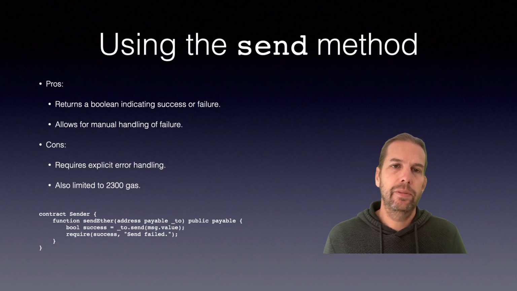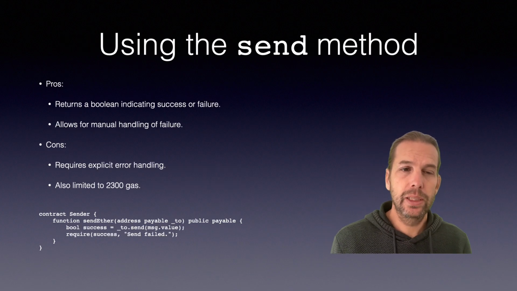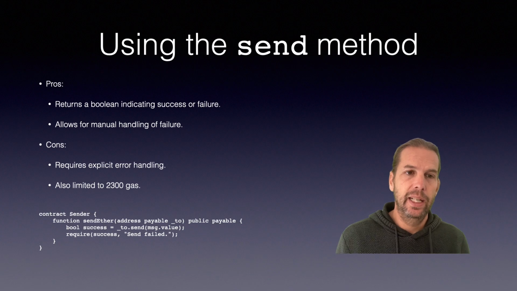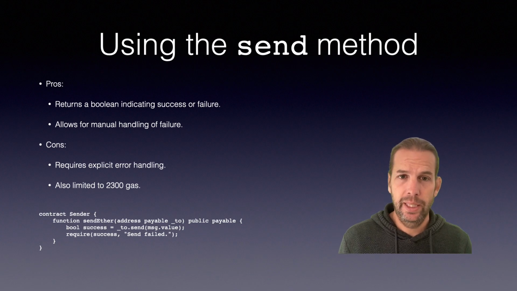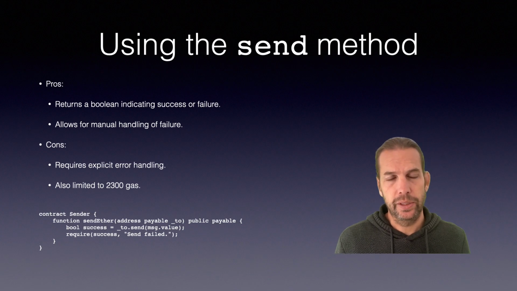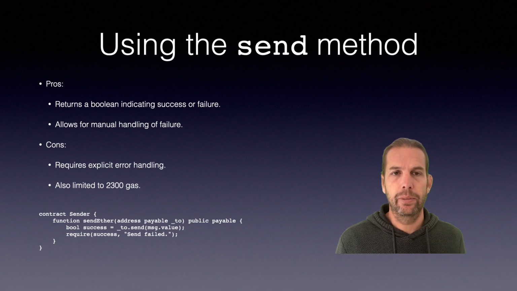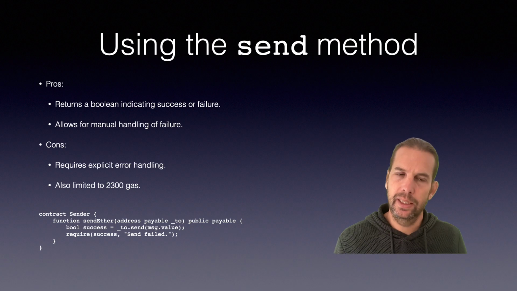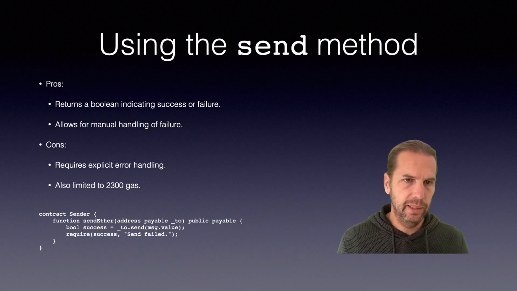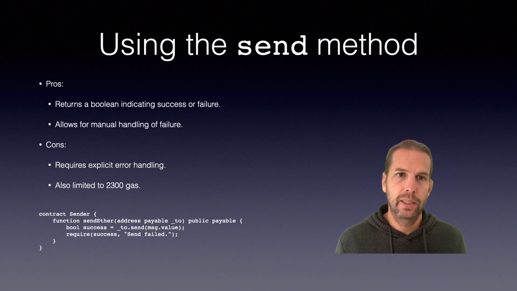The send method is very similar to the transfer method. The only real difference I can see is that this one requires explicit error handling. So whereas the transfer method just reverts on failure, the send method will actually return a Boolean with true or false, saying whether it succeeded or failed, and then it's up to the developer to handle that explicitly. So again, it limits to 2,300 gas.